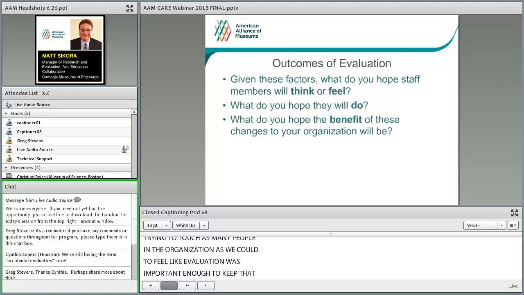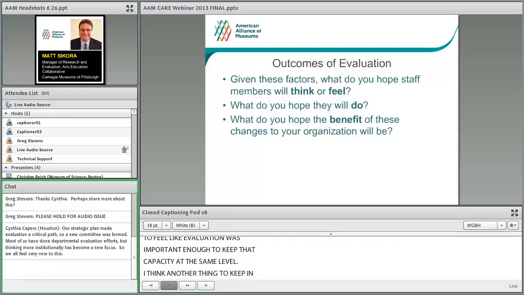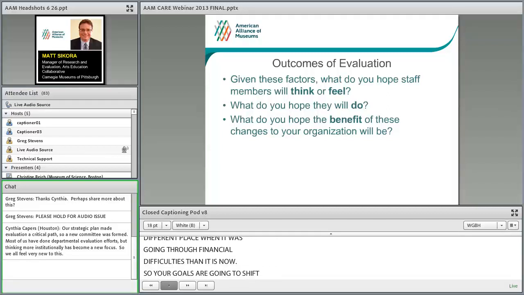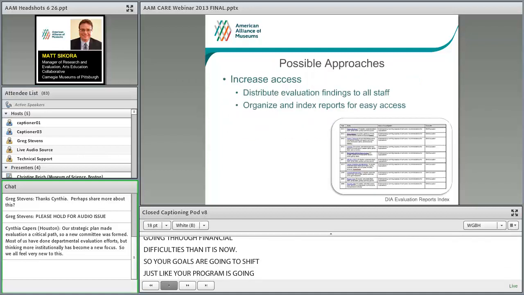Another thing to keep in mind when you're talking about outcomes and goals is that they're likely to shift over time. Again, this is a long-term process. As you could tell from what I said earlier, the museum was in a different place when it was going through the reinstallation project, and in a different place when it was going through financial difficulties, than it is now. So your goals are going to shift, just like your program is going to change over time, based on other changes in the environment and changing needs.